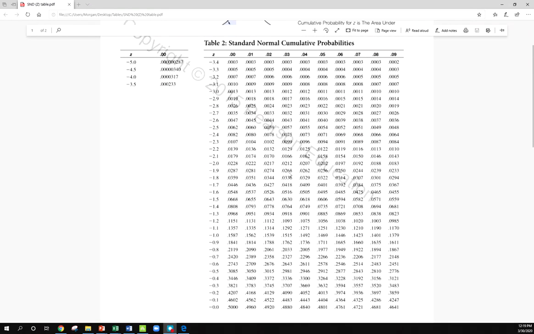Convert 2.5% to a decimal. Here we go, 0.025. Alright, so right there, 2.5%, I go to 1.96. Remember how our z-table is set up? That's 1.96, and there we go.